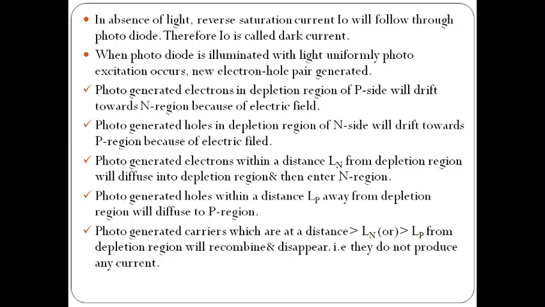But coming to the photodiode, when there is no light falling on the photodiode, that reverse saturation current will flow in this photodiode. This current is called dark current. So when there is no light, it is dark. So even if there is no light, a small amount of reverse saturation current will flow in the photodiode because it is in the reverse bias. That reverse saturation current is called dark current. It is represented with I naught.